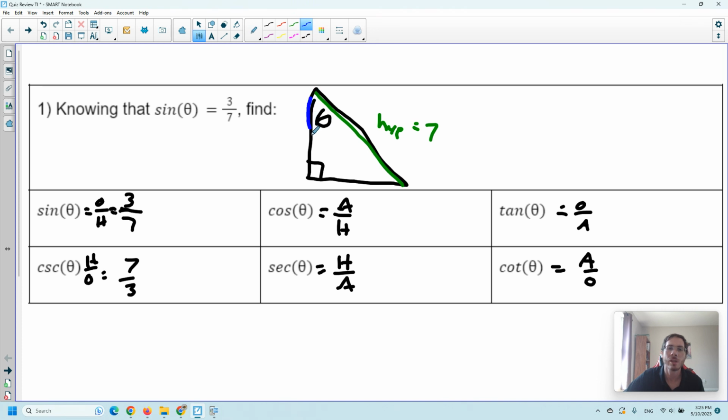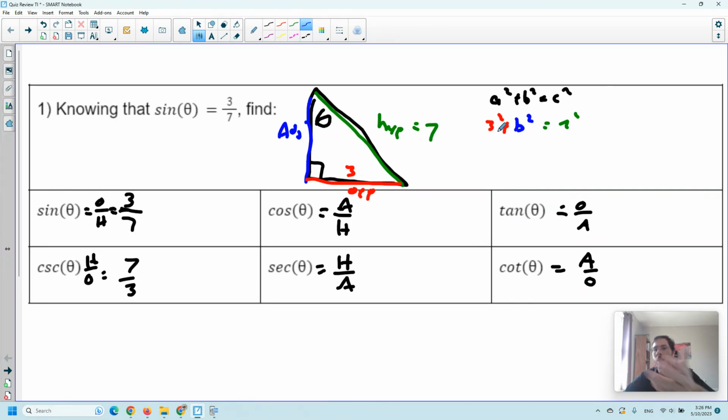The adjacent side is the one that's touching theta, so this is the adjacent side. And then the last side down here has to be the opposite side. If we look at sine, opposite is supposed to be 3, so that seems pretty reasonable. To get the adjacent side, we just need to do the Pythagorean theorem, which is a squared plus b squared equals c squared. And we have to remember c is always the hypotenuse. So in this case, we do 7 squared equals 3 squared plus b squared.